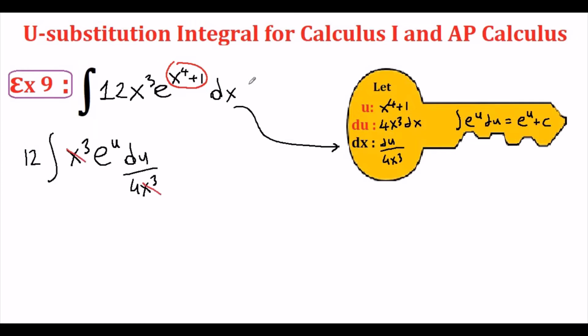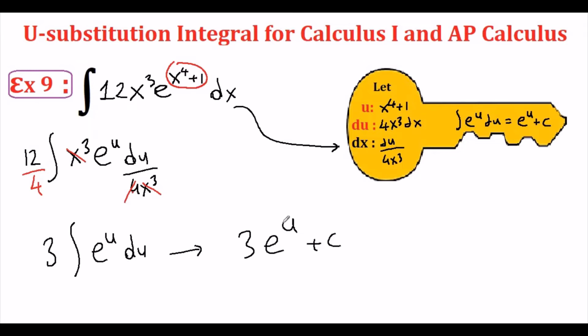x to the third cancels x to the third. You can pull this 4 in front of the integral sign, and 12 divided by 4 is 3. If you clean up, you have 3 integral of e to the u du. Everybody loves the e function because the integral of e to the u is e to the u plus c. Now, if you take the antiderivative, it will be 3e to the u plus c, and if you bring u back, it's going to be 3 times e to the x to the 4 plus 1 plus c.